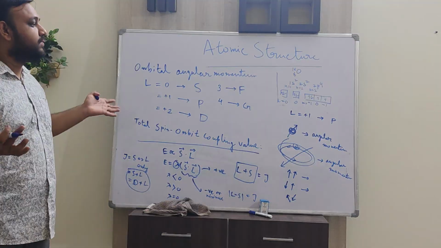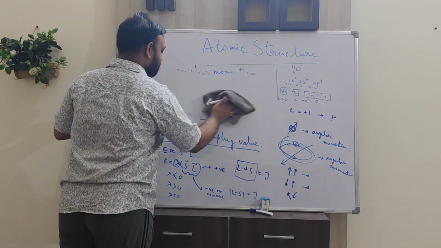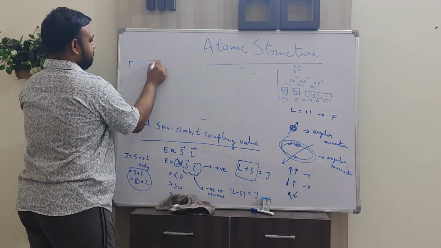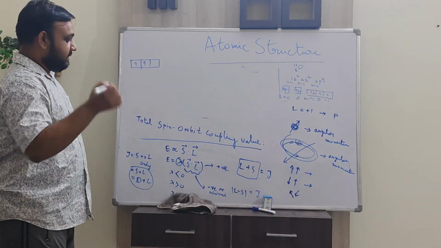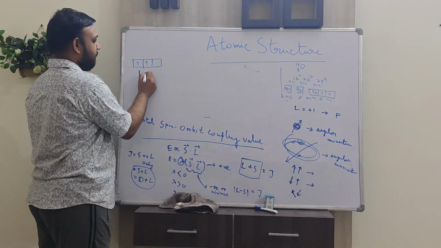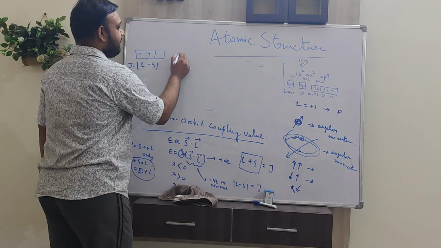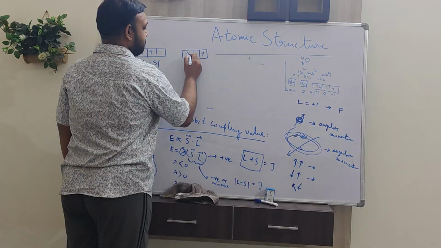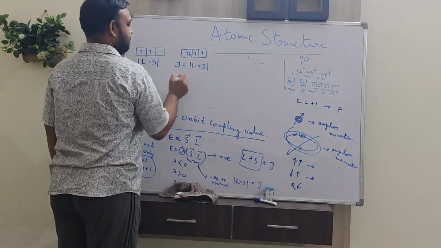So now what do we have to memorize? These spin orbit coupling values. Let me tell you how to memorize which situation will be which. Let's talk about the p orbital. If the orbital is less than half filled, then what will we use? We will use L minus S as the J value. And if it is more than half filled, something like that, then we will take the J value as L plus S.